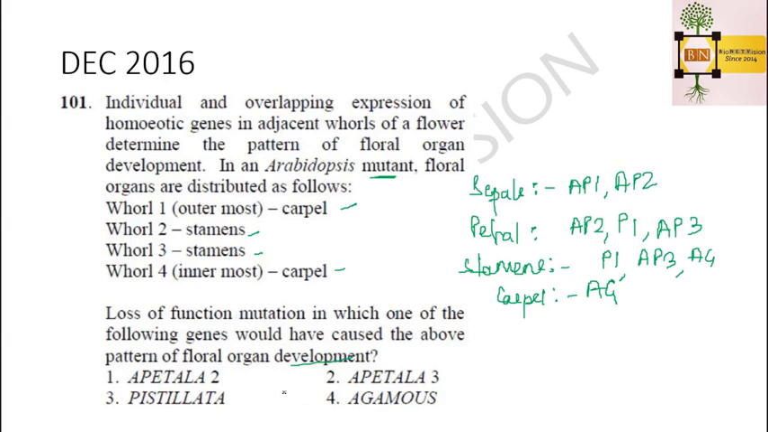Okay. So as we can see in this picture that the carpel is formed, that means Agamous is normal, that's why carpel is formed. Next we can see that the stamens are formed, that means these genes are normal, that means Pistillata, AP3, and Agamous are normal. So AP3 is normal here, and Pistillata also is normal because stamens are formed, but sepals are not formed. Clear? So we can see that Apetala 2 is mutated. So this is our correct answer.